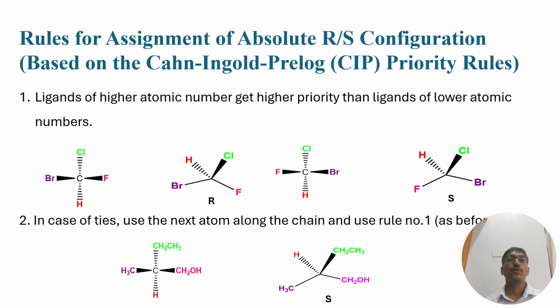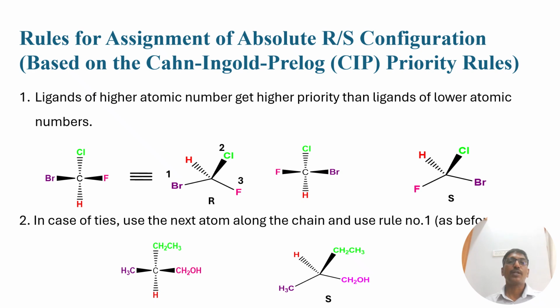Now let's move on to assign the absolute configuration for R and S enantiomers based on the Cahn-Ingold-Prelog or CIP priority rules. However, one has to keep in mind that a carbon with four different substituents is considered a stereogenic or chiral center. Whatever the example given here, the carbon with the four different groups is certainly a chiral or stereogenic center, and we need to assign the priority for each substituent present on the carbon center.